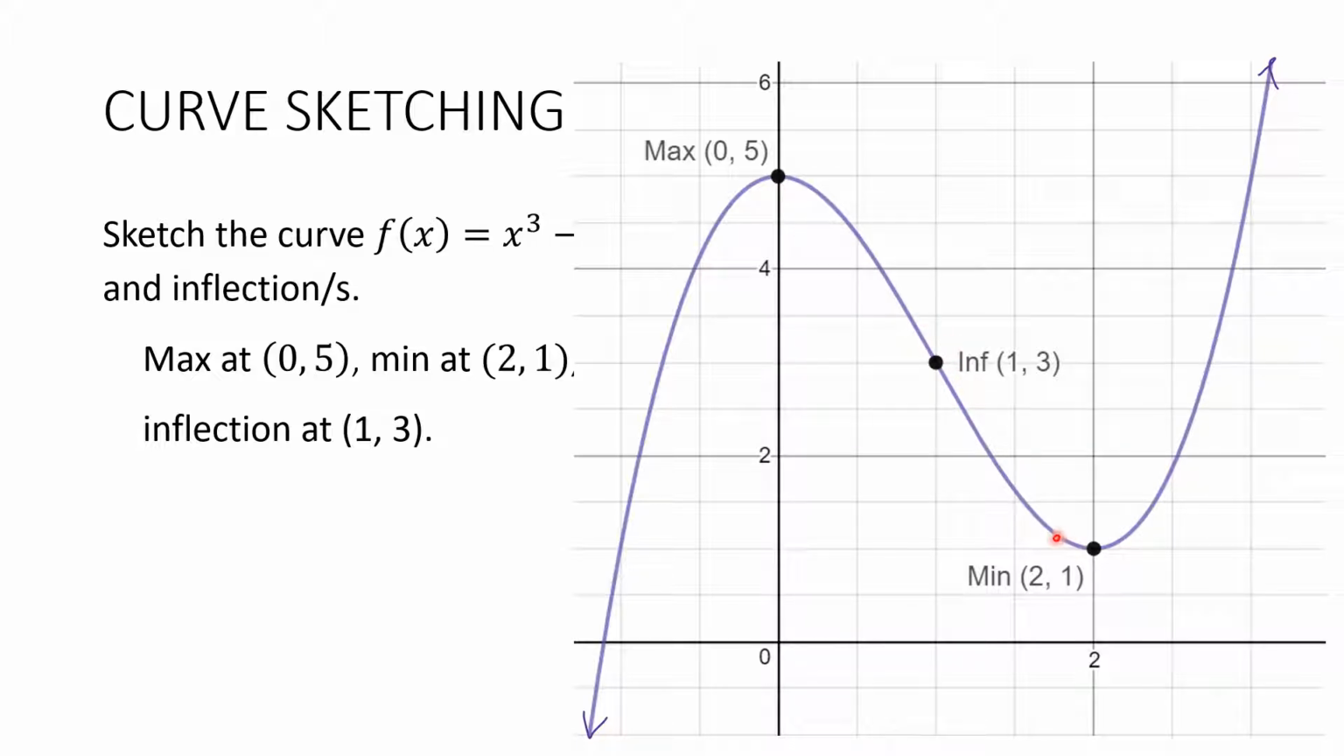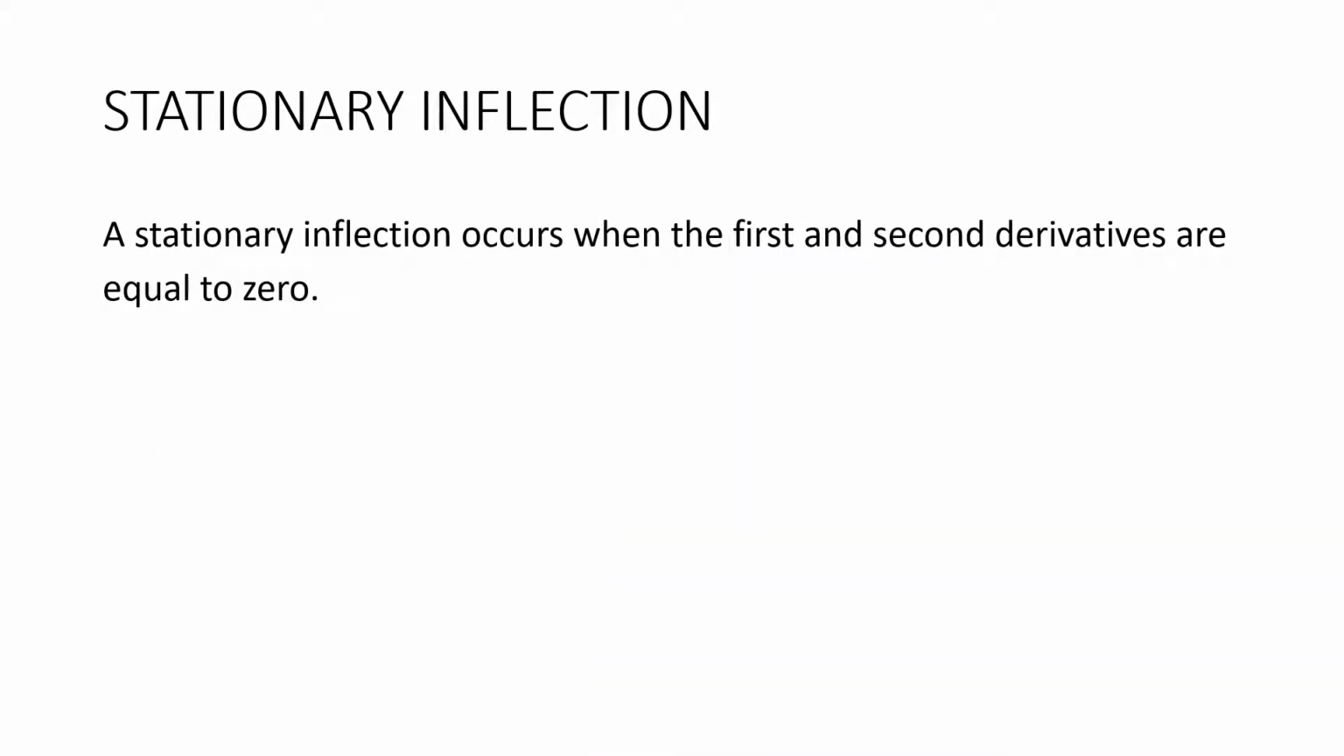Okay, and that's the end of this question. They're quite detailed, these sketching questions. Make sure you're thorough and meticulous and follow the method. Now, stationary inflection occurs when the first and second derivatives are equal to 0.